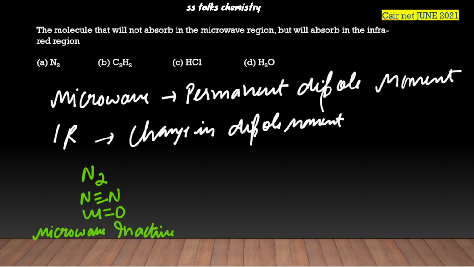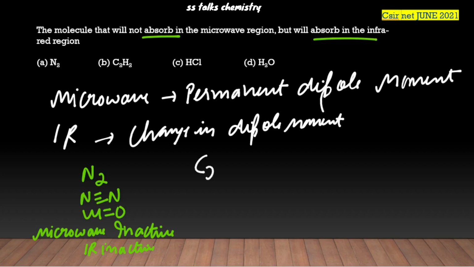Microwave inactive. And also we can say that there is not going to be any change in the dipole moment, so it is going to be IR inactive also. Right, so first we have to choose the one which is microwave inactive but is IR active. That is the molecule that we need.